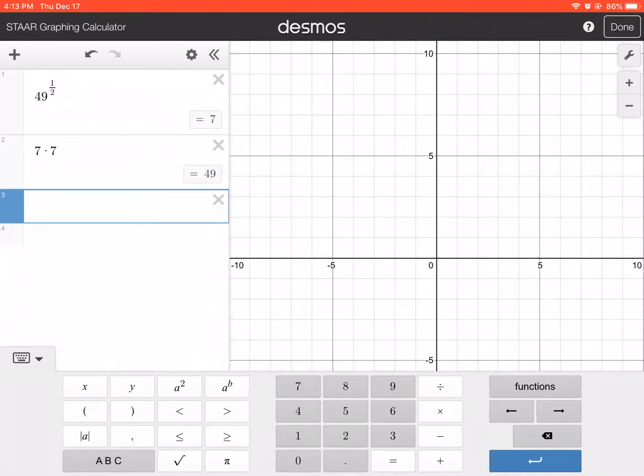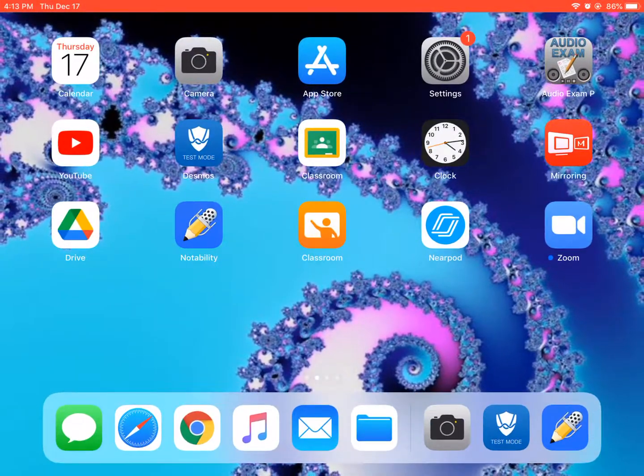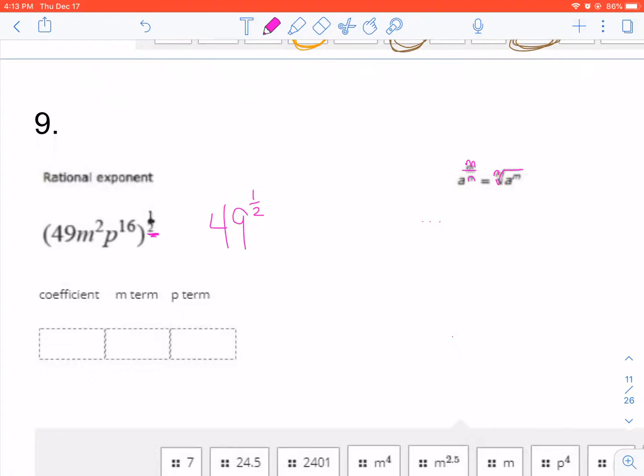You can also, I used the word square root earlier, see that the square root of 49 is 7. So again, 7 times 7 gives you that 49. So the answer to this beginning part, the coefficient part, is going to be a 7.